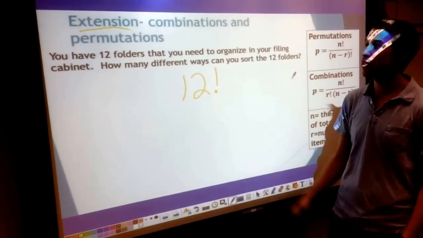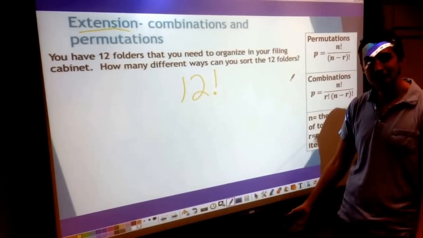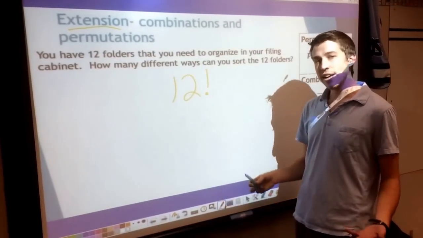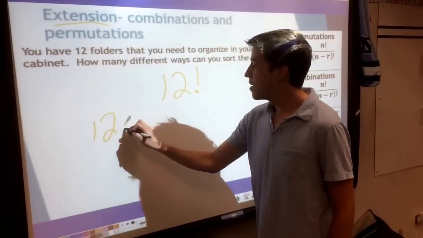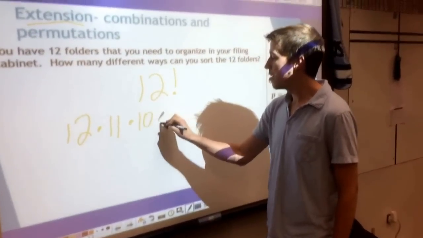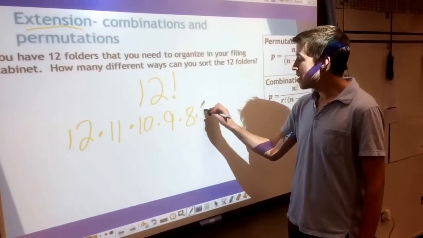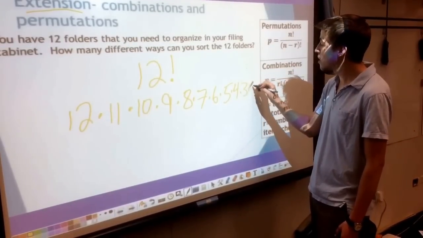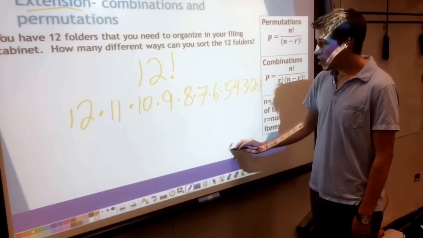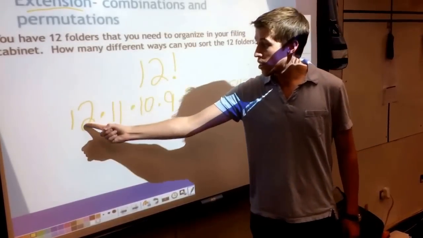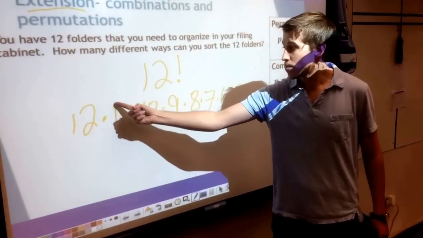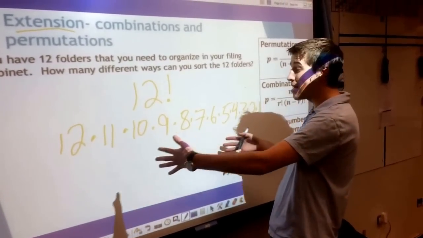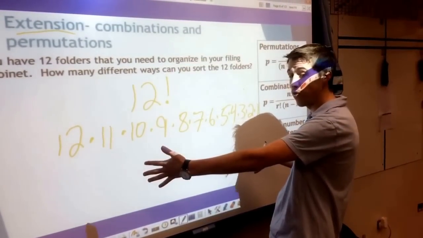Oh my God, is that an exclamation mark in math? What does that even mean? 12 factorial, that little exclamation mark, is a fancy way of saying 12 times 11 times 10 times 9 times 8 times 7 times 6 times 5 times 4 times 3 times 2 times 1. You take that number and you start there and you multiply everything, taking it down by 1 each time. Because there are so many different ways that you can organize those 12 folders.